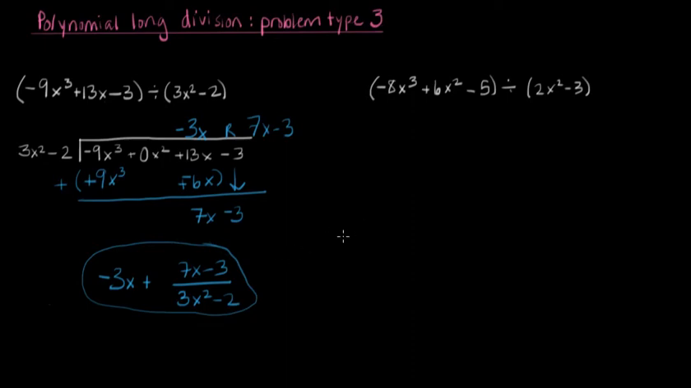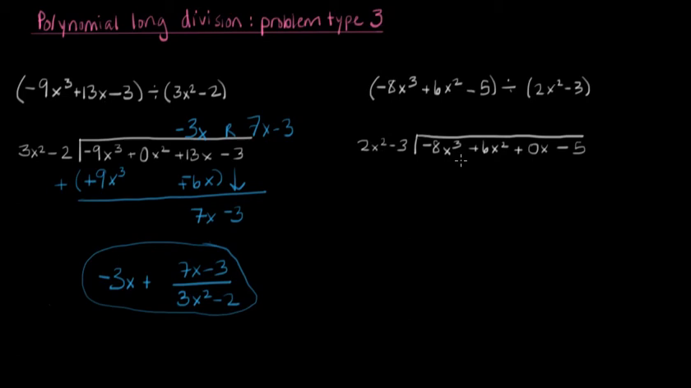Okay. Now, let's try another one. So in this one, we have negative 8x cubed plus 6x squared minus 5 divided by 2x squared minus 3. So let's go ahead and write it. So we have negative 8x to the third plus 6x squared plus 0x, I'm putting that placeholder in there, minus 5 divided by 2x squared minus 3. Okay, so let's go ahead and get started.